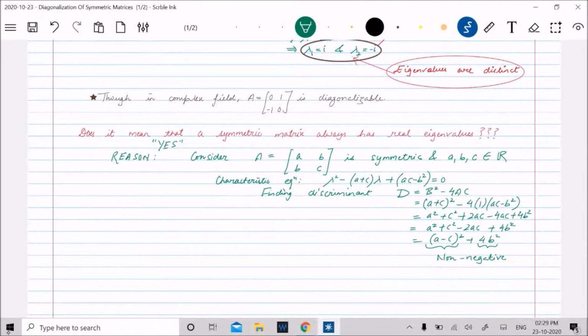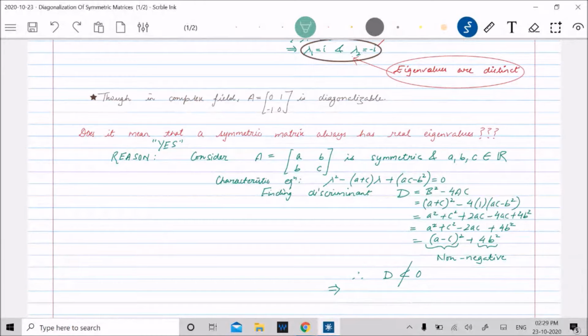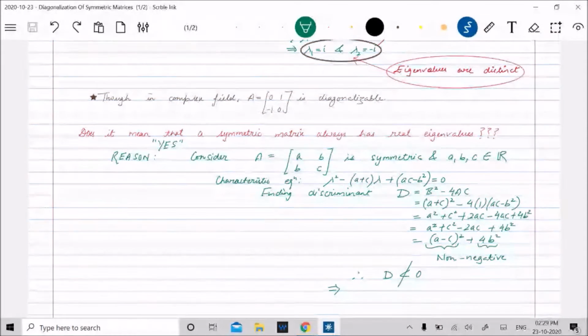It means that D can never be negative. This is clear to all of you, right? And which implies that this quadratic equation cannot have imaginary roots or complex roots, which implies that there will be real roots. They may be equal or unequal, but complex roots are not possible.